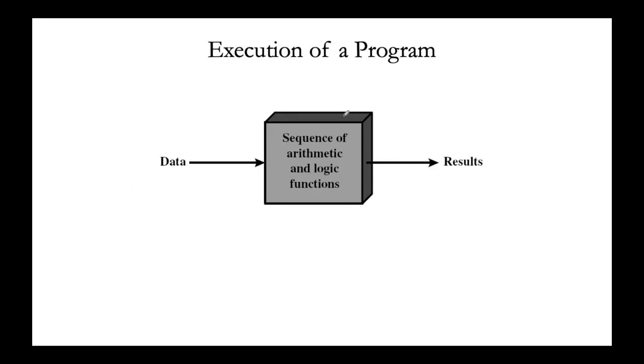So first, in the implementation of the instruction, as we know, a program is a set of instructions. So how are those instructions executed? This program is treated as data. The data is given as an input to the sequence of arithmetic and logic functions, that is your ALU. And then, after performing the sequence of arithmetic and logic operations, it gives the result.